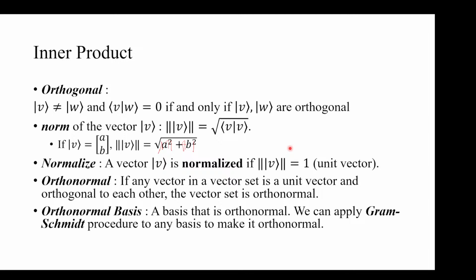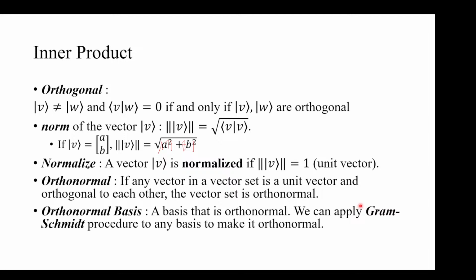And then we have another concept. If we have a set of vectors, then we say the set is orthonormal if every vector is a unit vector, meaning their norm is 1, and also the vectors are all orthogonal to each other. Okay, and then we have this concept of an orthonormal basis. That just means a basis that is orthonormal, meaning all the basis elements have norm 1 and all the elements are orthogonal to each other.